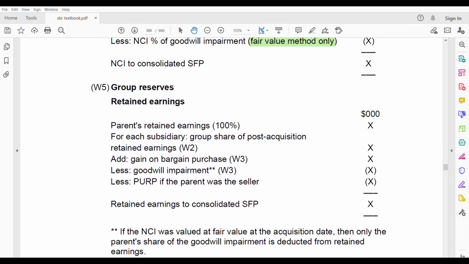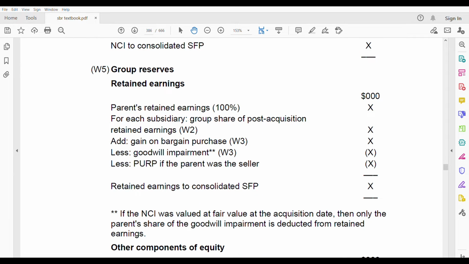Now, up to that, it's easy. The hard part is here when it comes to group reserves, because most of the mistakes are made at this stage. Group reserves are also known as retained earnings. Remember, always first take the parent's retained earnings. 100% of the parent's retained earnings you have to take, not the percentage. How are you getting the parent's retained earnings? It's given in the opening statement of financial position, under the parent's retained earnings. Go there and take it.